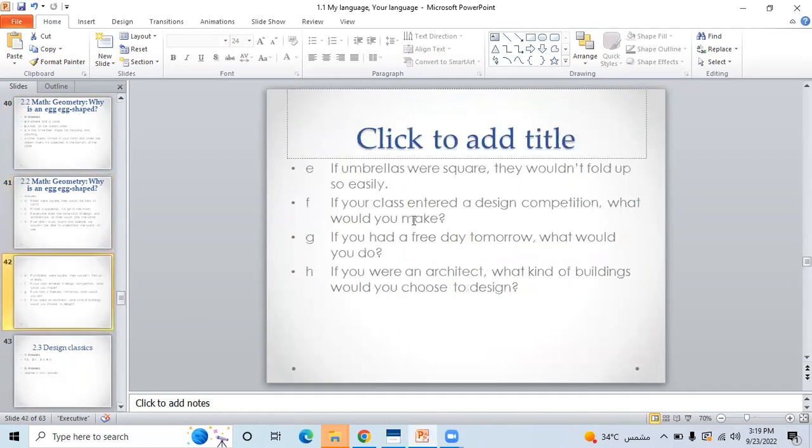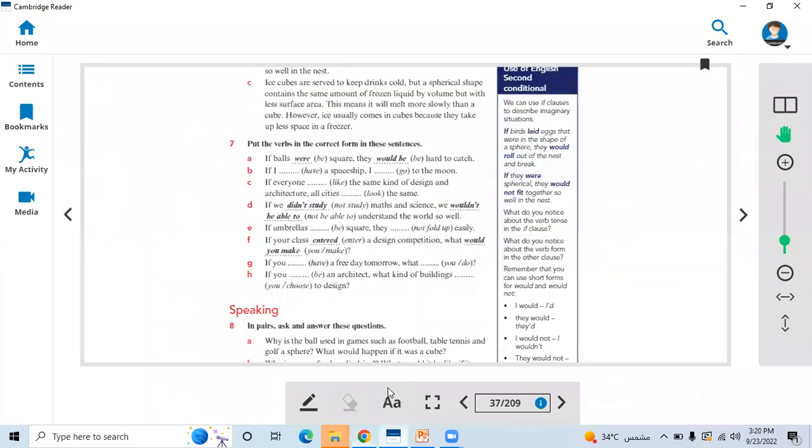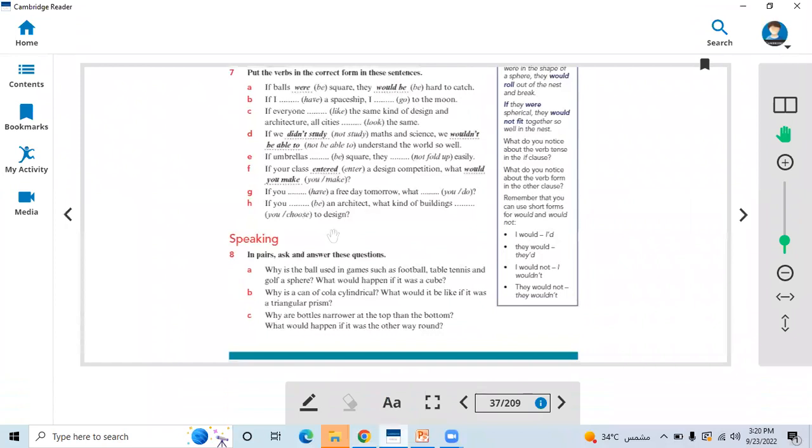Then, if umbrellas were square, they wouldn't fold up so easily. And if your class entered a design competition, what would you make? And if you had a free day tomorrow, what would you do? And if you were an architect, what kind of buildings would you choose to design? All right, you can take a look here.